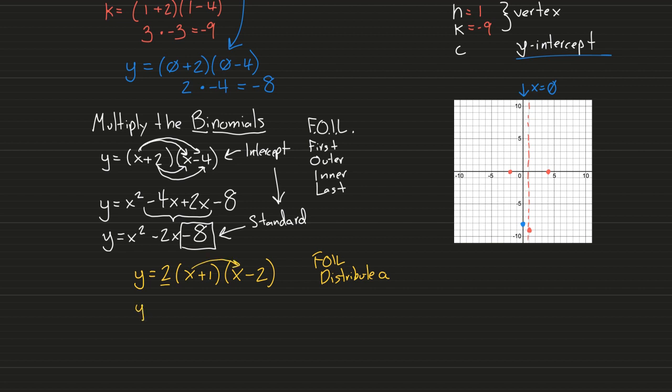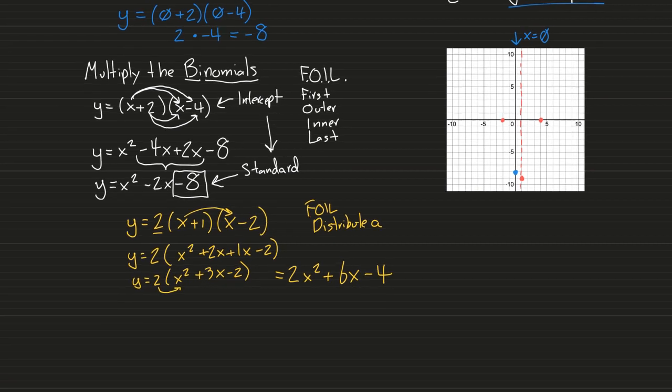So here we would do FOIL, so we get y equals 2 times, and then x times x is x squared, plus 2x plus 1x minus 2, combining our like terms. We would get plus 3x there in the middle. And then we can distribute that 2 in there. So we would actually get this as 2x squared plus 6x minus 4. That would be our standard form. So just be mindful that if that is out there, that is what you do.